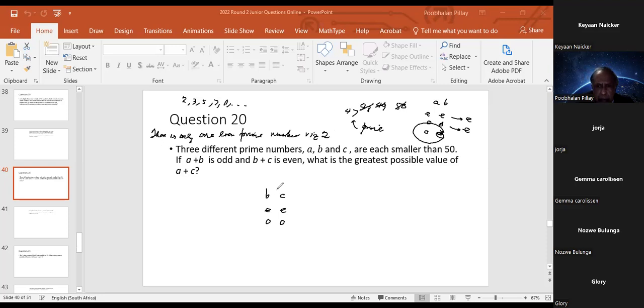Now you got the sum of 2 prime numbers is even. So this possibility here, if you are saying that both of them are even, it means that both of them will have to be 2.